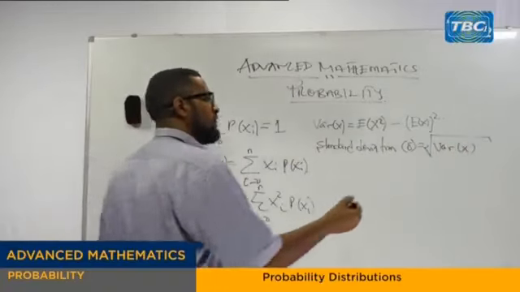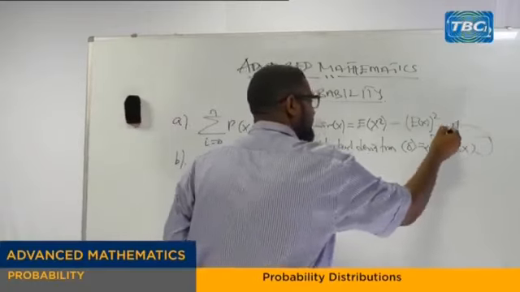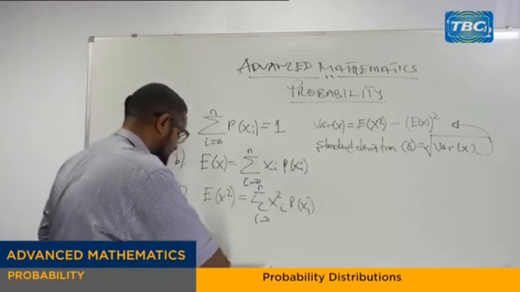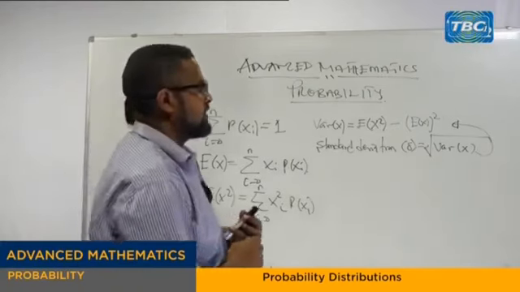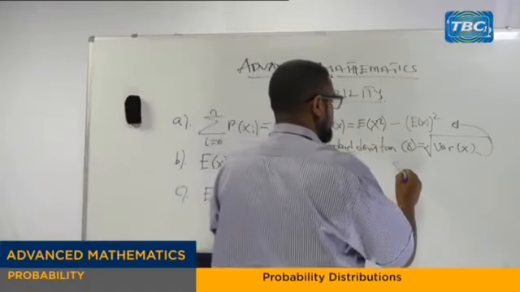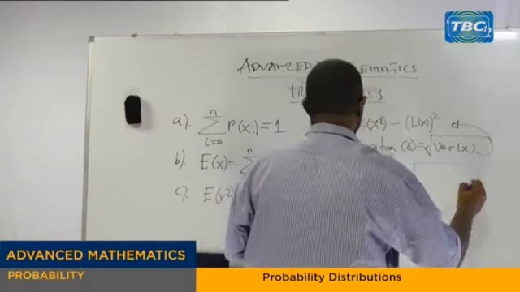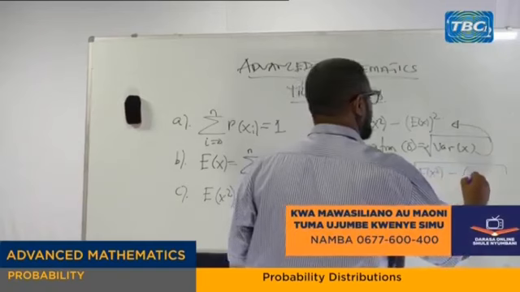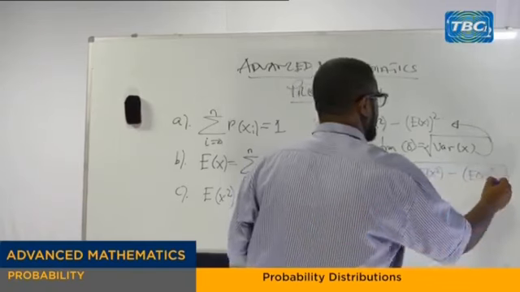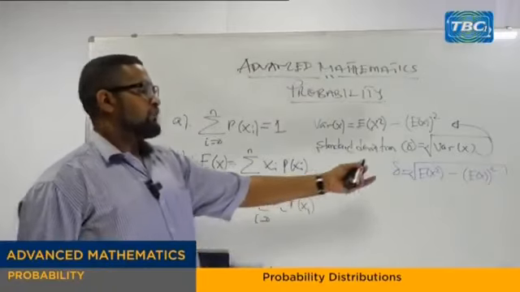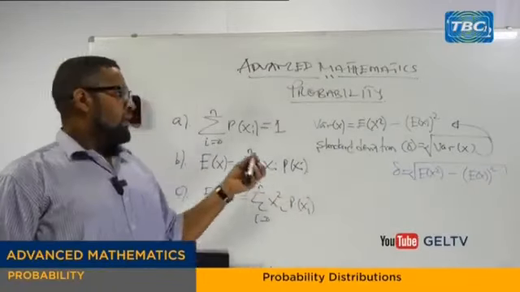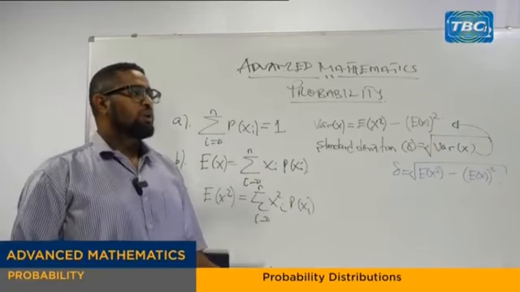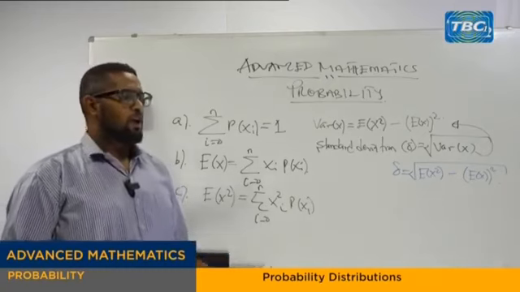Because you have the formula for finding variance, standard deviation can simply be obtained by using the formula: the square root of the expectation of variable x square minus the square of the mean. When I say the mean, it means the expected mean. Now, this one falls under the discrete random variable.